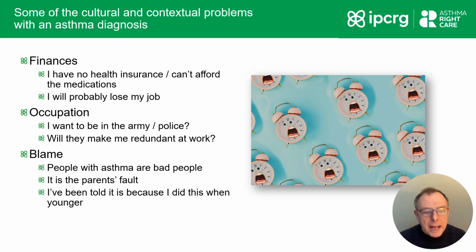Just think about blame as a reason as well. Is it my parents' fault? Is it something I've done to myself? Is it something that all people with asthma are bad people? A lot of people will have reasons as to why they think they've got asthma, and whose fault it may be, or is it their fault? Is it something they've done? So please keep thinking about those sort of implications.